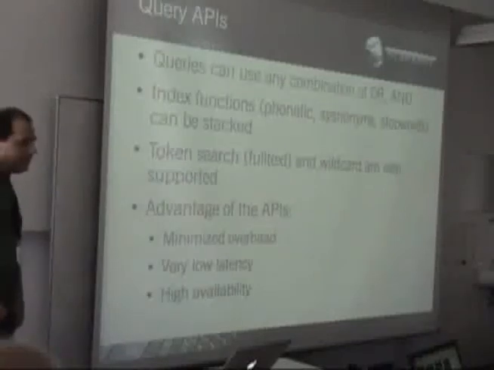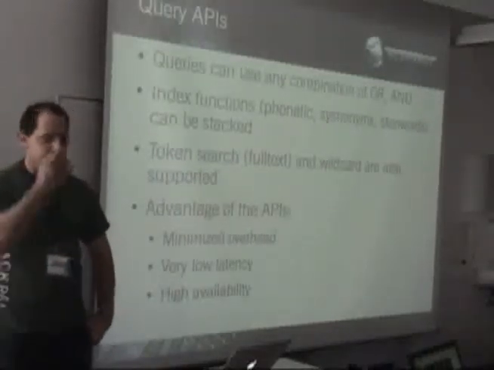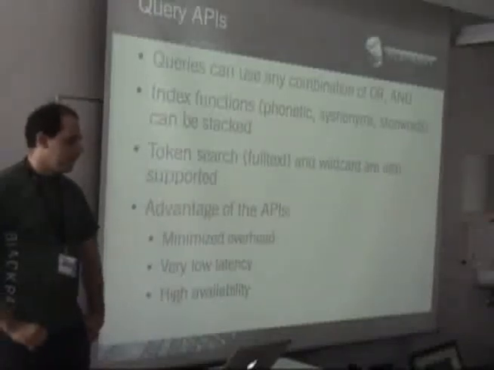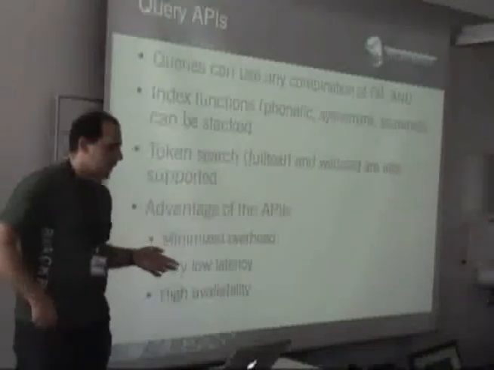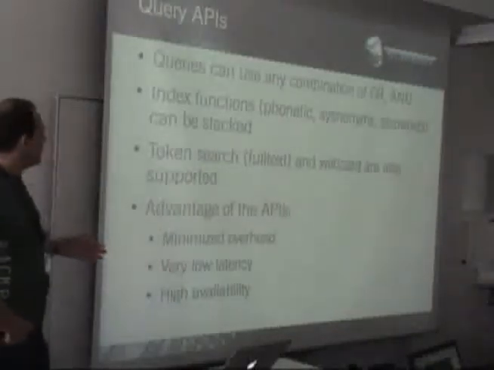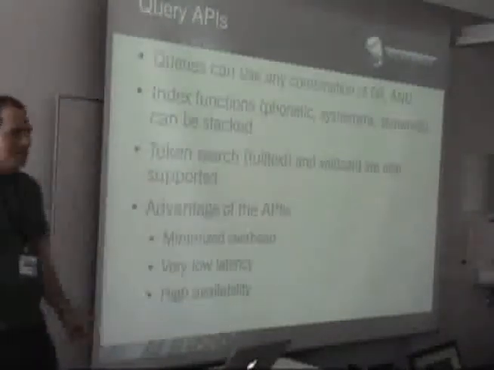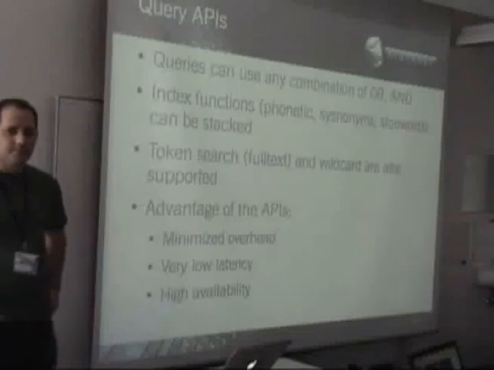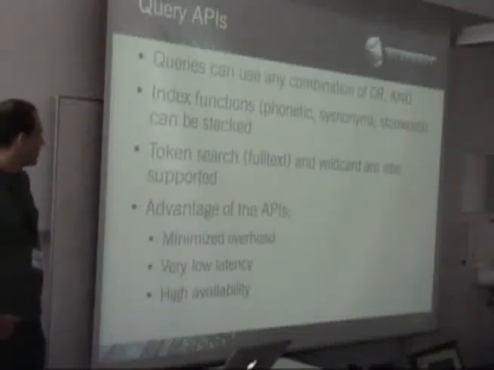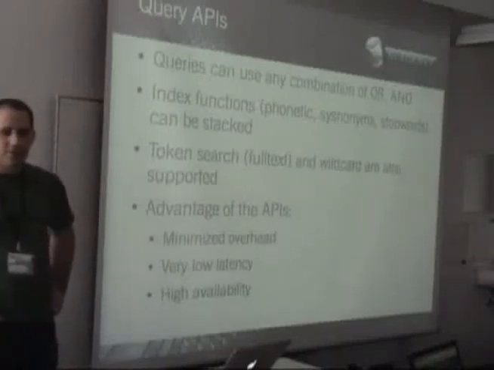In our APIs, basically you build queries with an object builder. You can have any nested combination of OR and AND. You can have any combination of index functions such as phonetic, synonyms. So yeah, that's a synonym for synonym, I guess. Stop words. All the functions can be stacked. Token search and wildcards are also supported. They can also be stacked with the functions.